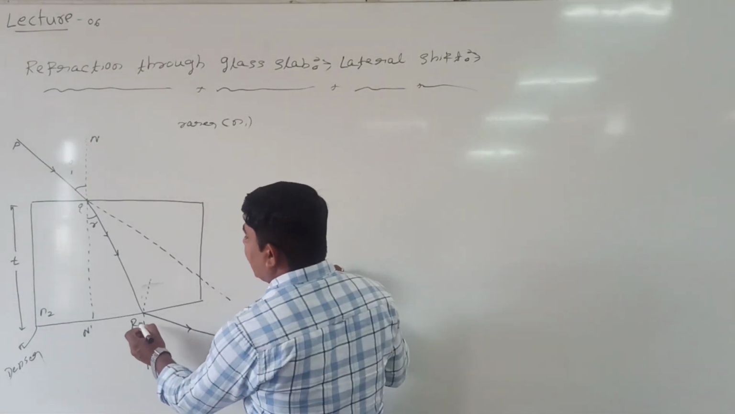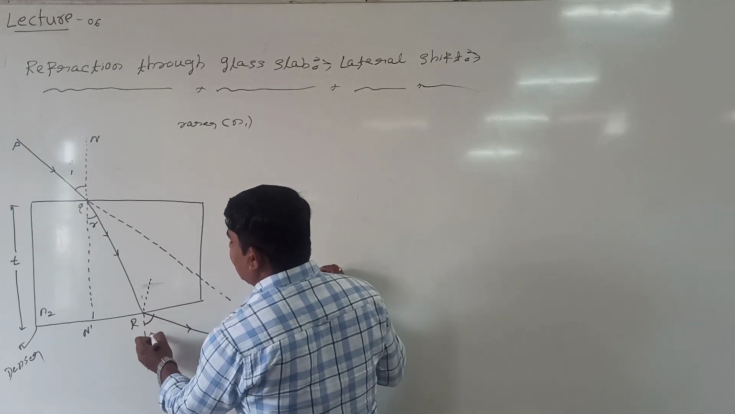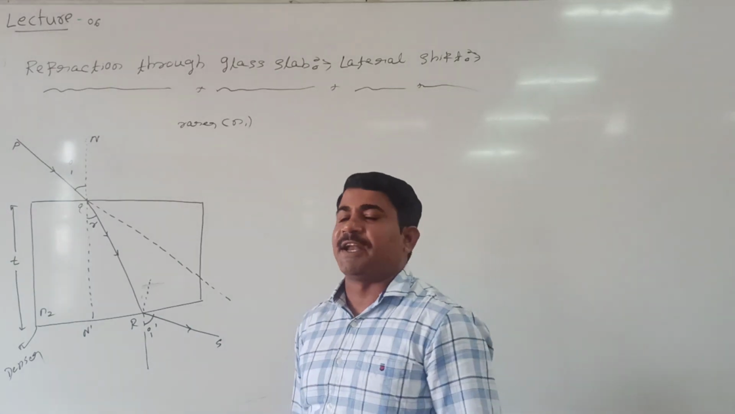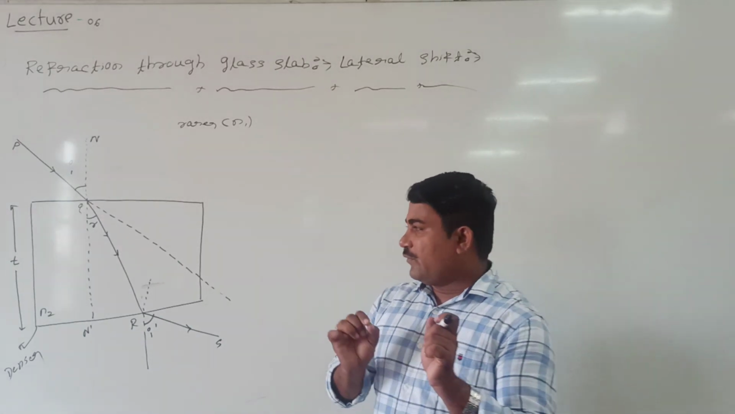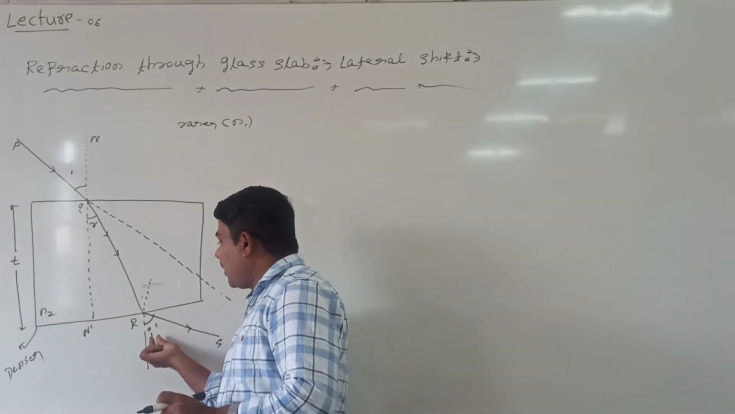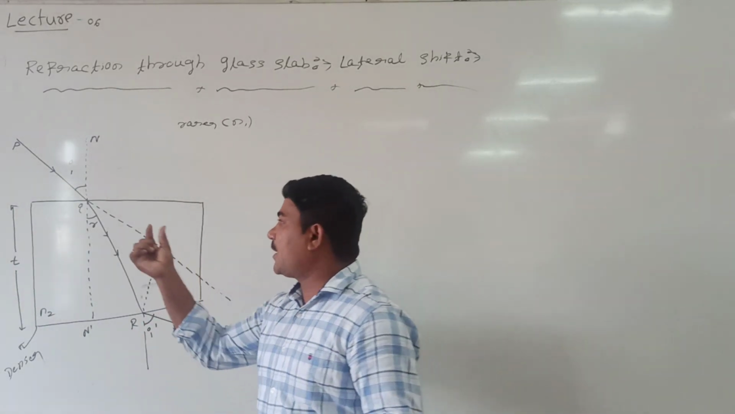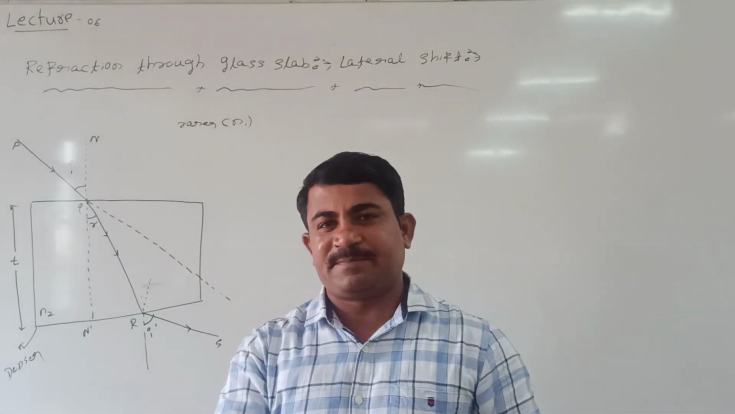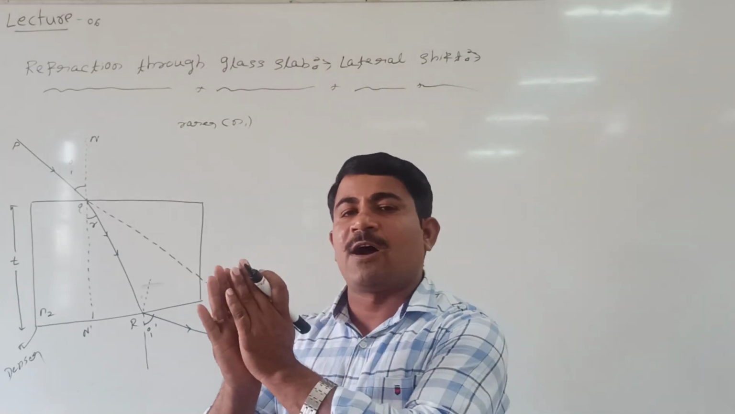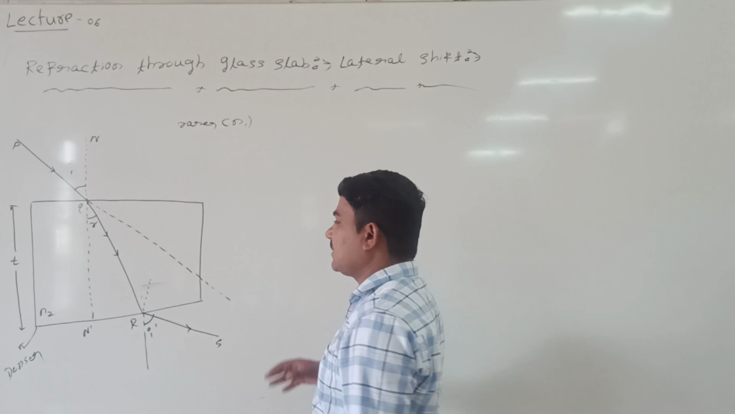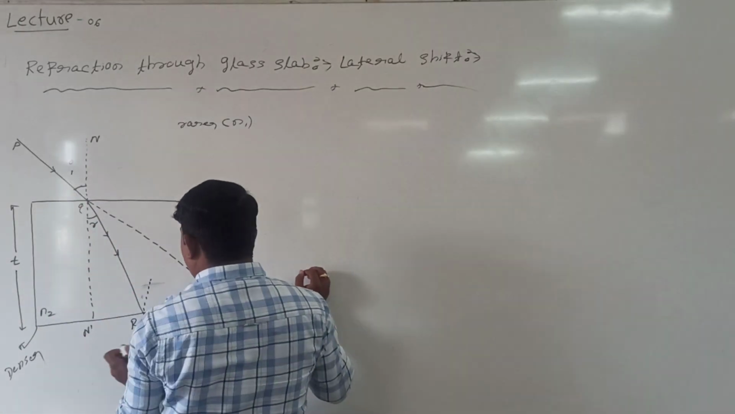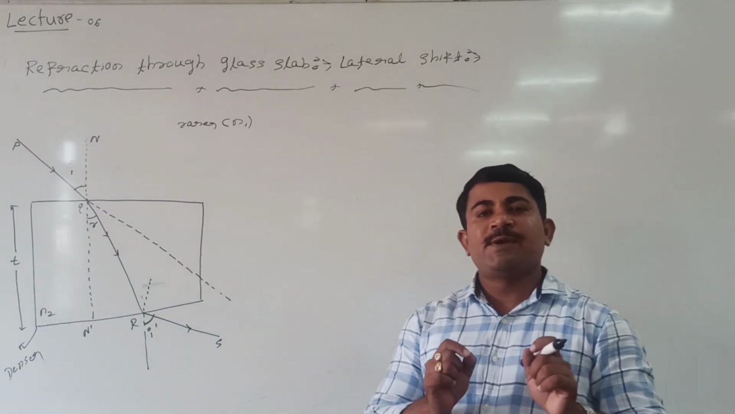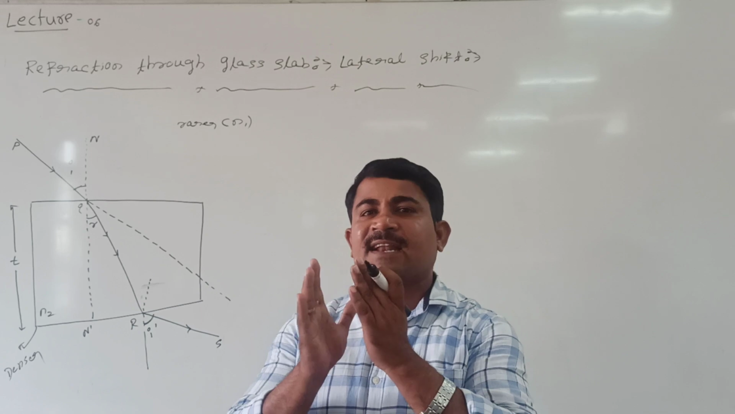This angle I can call the angle of emergence. The angle of emergence is I dash. See here, we are calling this angle of emergence I dash. If it is equal to the angle of incidence, then the ray is said to be laterally shifted. The ray of light is laterally shifted if the angle of incidence is equal to the angle of emergence. Initially we will see what is meant by laterally shifted, then we will discuss lateral shift later on.